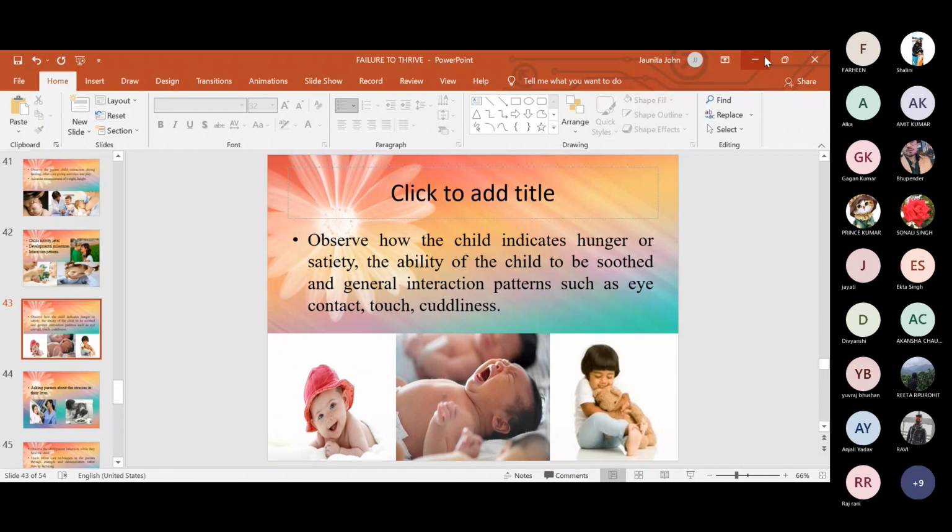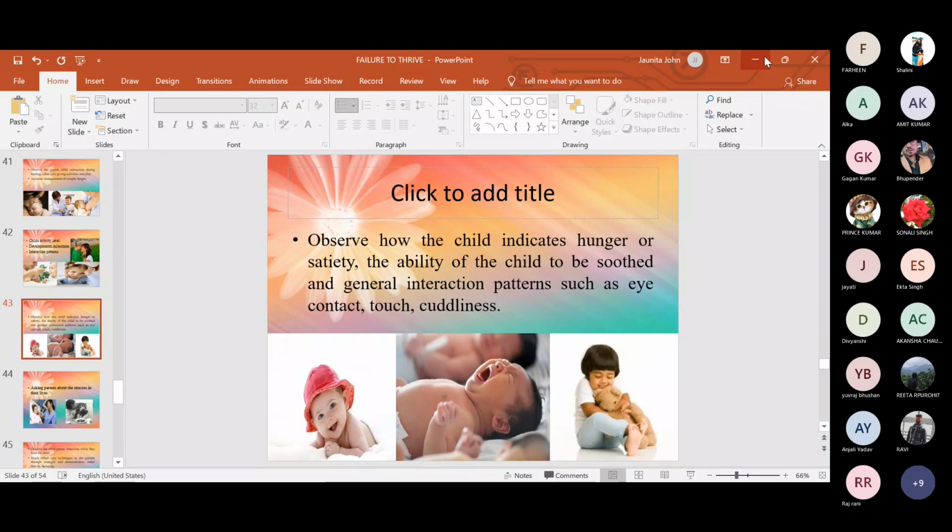Some babies, for hunger, for infancy or toddlers, they will be crying if they are hungry or lethargic, or else how they will be soothed. Means for some babies, if you take the baby around over here, then they will be all right. So the ability of the child to be soothed means how they are settling down.